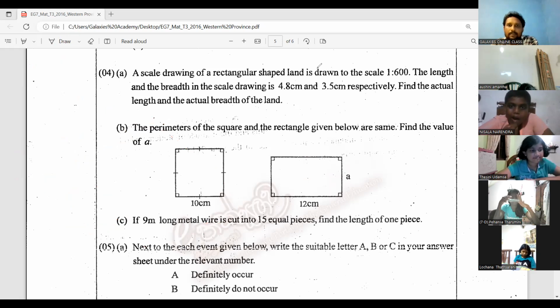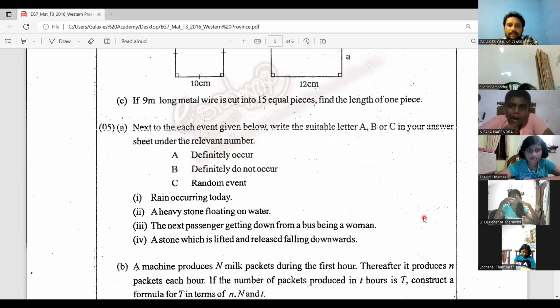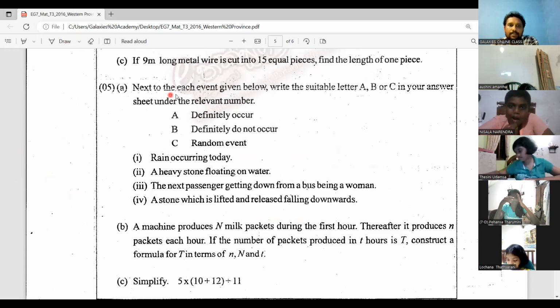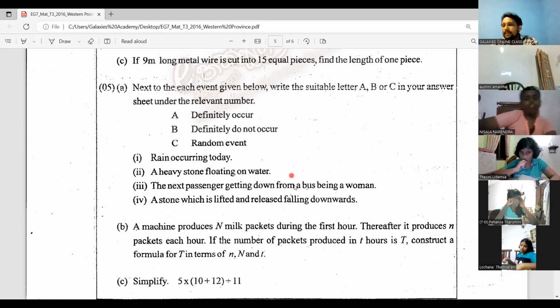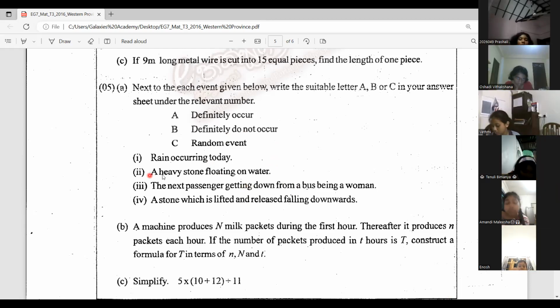Okay, then quickly we can go to the fifth question. Next to each event given below, write the suitable letter A, B or C in your answer sheet under the relevant number. A definitely occur, B definitely do not occur, C random event. Right? Definitely occur අනිවාර්යම වෙන දේවල්, definitely do not occur අනිවාර්යම වෙන්නේ නැති දේවල්, random event වෙන්නත් පුළුවන් නොවෙන්නත් පුළුවන්. Look at the first one.